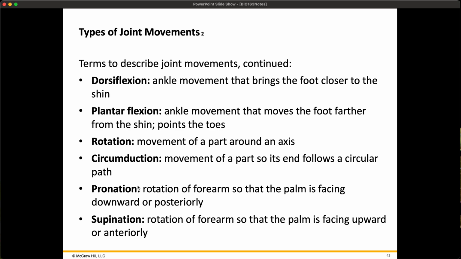Whereas pronation is turning down. And so if someone is laying prone, they're laying face down. So if you think from anatomic position, if I were to turn my palms down, that would be pronating. And again, if someone is supine, it means that they're laying on their back so that they're facing up.